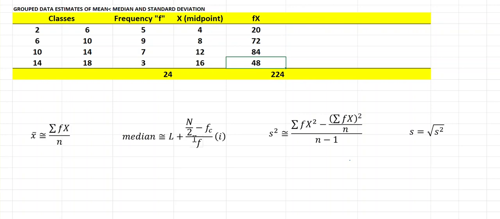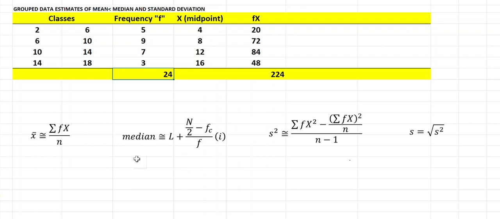We now have enough to compute the mean, which is x bar is approximately equal to the sum of fx, which is 224, divided by n, which is 24. Okay, so let's complete the table before we work these all out. The next thing we need to do is compute the estimated median.